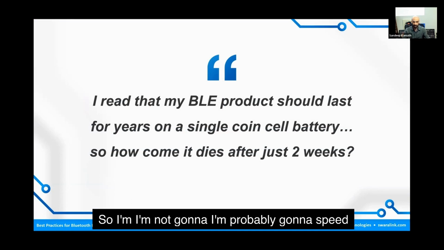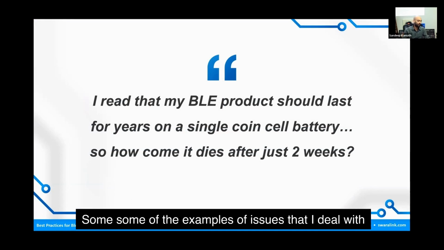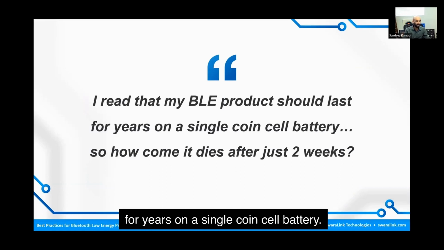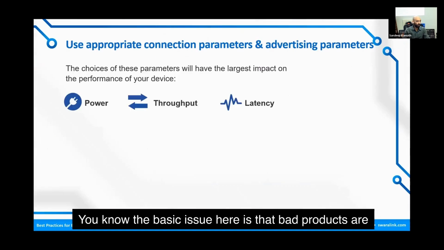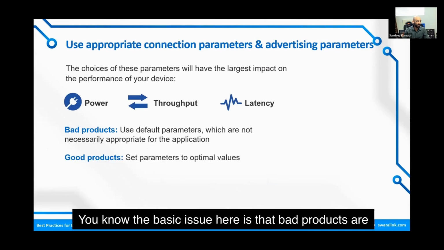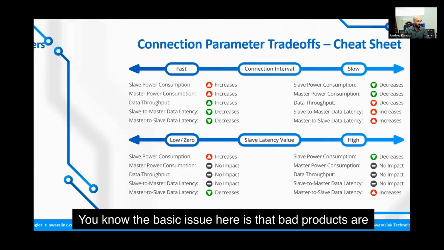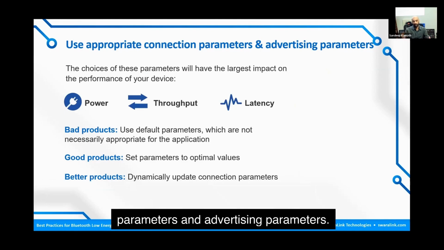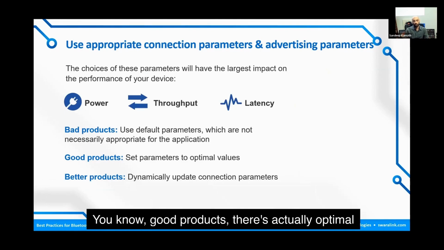Some of the examples of issues that I deal with are, I read that my BLE product should last for years on a single coin cell battery. How come it dies after just 2 weeks? The basic issue here is that bad products are using just default connection parameters and advertising parameters. Good products have optimal values you can set for these parameters. And even better products can dynamically update these connection parameters.